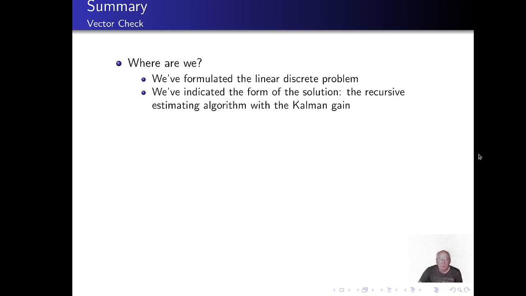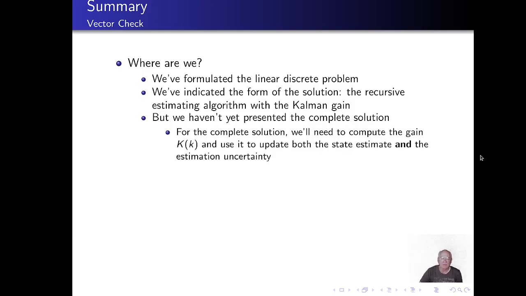All right, so let's summarize where we are. We formulated the linear discrete problem. We've indicated the form of the solution, the recursive estimating algorithm with the Kalman gain. But we haven't yet presented the complete solution because for a complete solution, we're going to need to compute the gain K. We know we have to use it, but how do you compute it, right? And we have to then use it to update the state estimate and also to update the estimation uncertainty or the covariance.